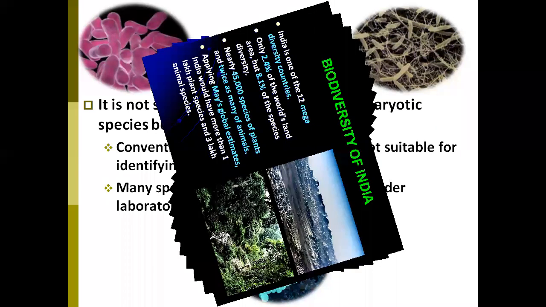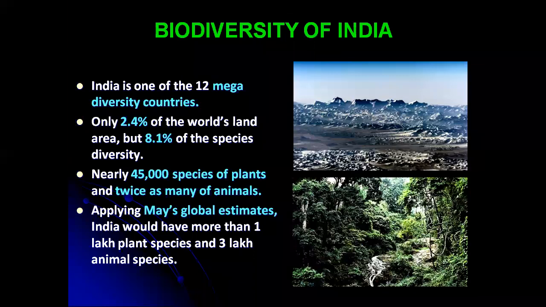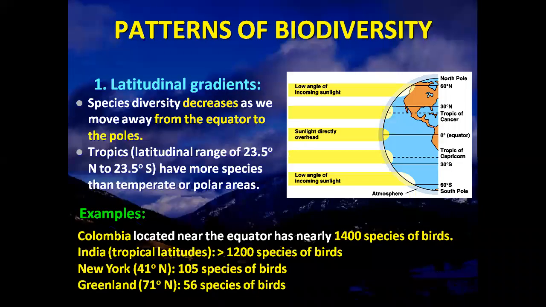Okay. So then let's come to the biodiversity of India. Need to list out all these particular issues here from an examination point of view. India is one of the 12 mega diversity countries, with only 2.4% of the world's land area, but 8.1% of the species diversity. Nearly 45,000 species of plants and twice as many animals we will find. Then applying May's global estimates, India would have more than 1 lakh plant species and 3 lakh animal species.